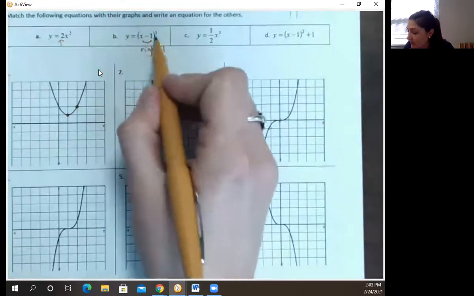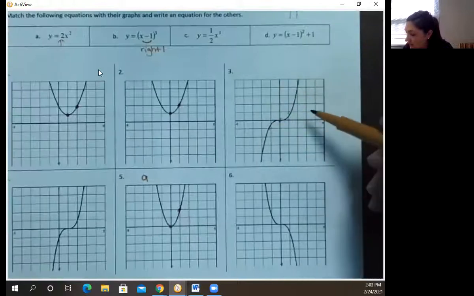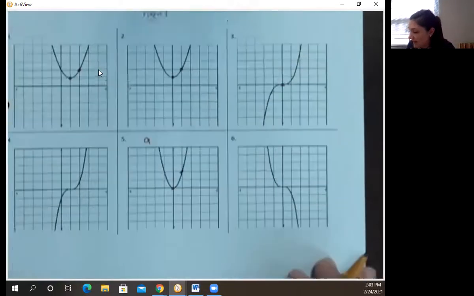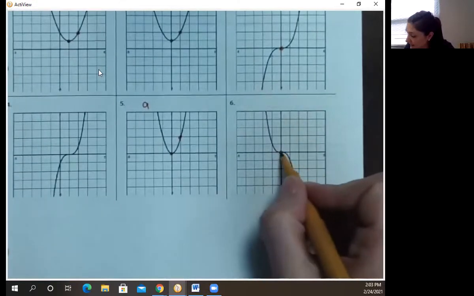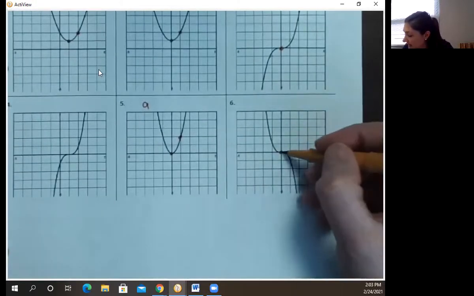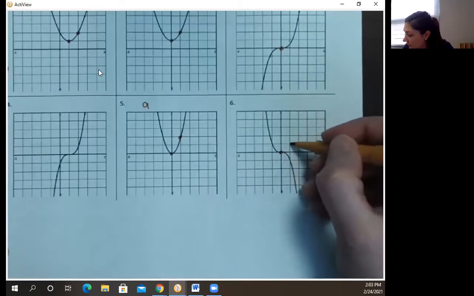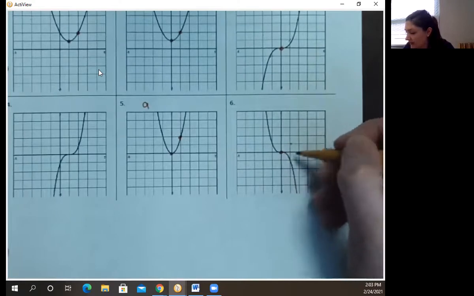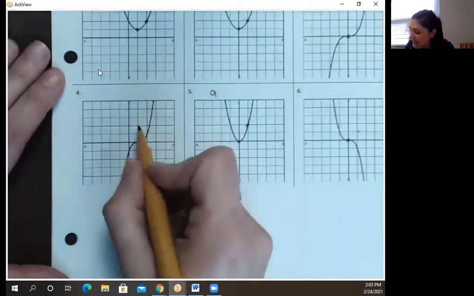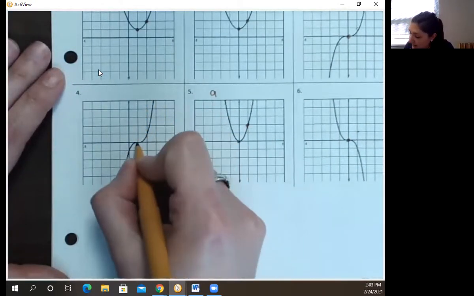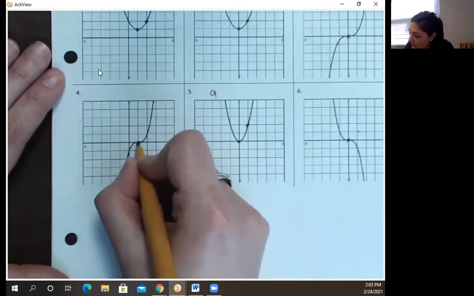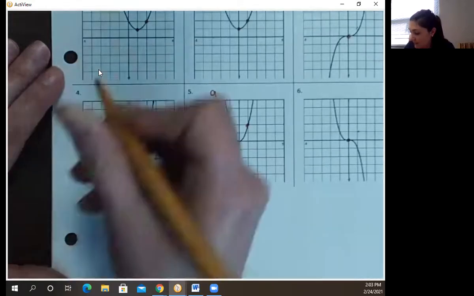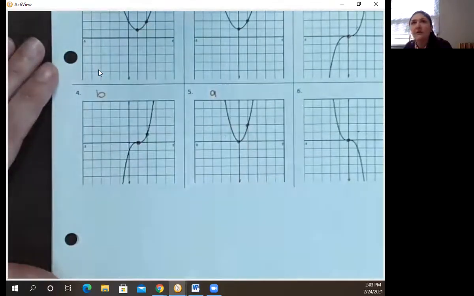So I know that B does not match graph 3 because that center point is still at the origin. If I hop down to 6, that center point is still at the origin, but instead of going up 1 and over 1 to that next point, I'm going down 1 and over 1. So that's not right either. This has to be graph 4 because my center point has shifted from the origin right 1 spot, and to get to that next point, I'm still up 1 and over 1. So this matches function B.